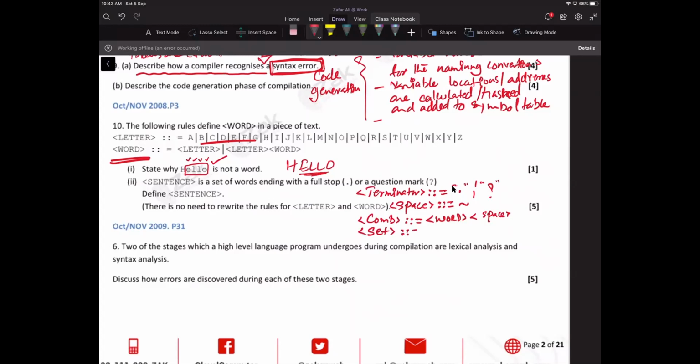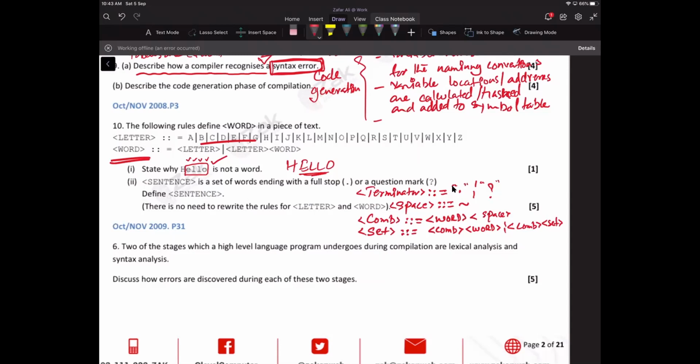Set is defined as a combination, means a word and space, and a word. Word, combination, word, space, and word, and that's about it. Or a combination which is going on, word and space and word and space. So this would be a set.